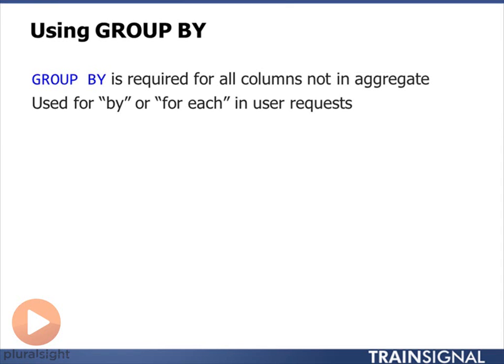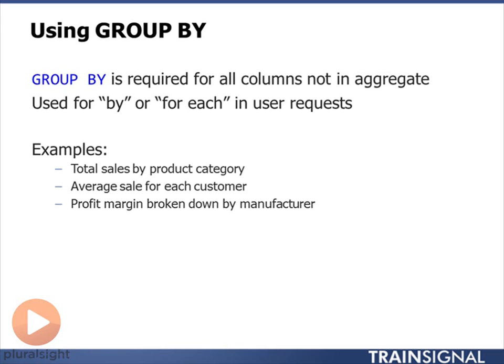Now, when your users, or even yourself, start thinking about queries that are going to be using aggregates, the key words to focus in on are things like "for each" or "by," and that's going to drive you to a GROUP BY. For example, we might be looking for total sales by product category. We might be looking for the average sale for each customer. We might be looking for the profit margin broken down by manufacturer. So if you ever hear something like "by" or "for each" or otherwise, that's almost always going to be your indication that it needs to be inside of a GROUP BY.